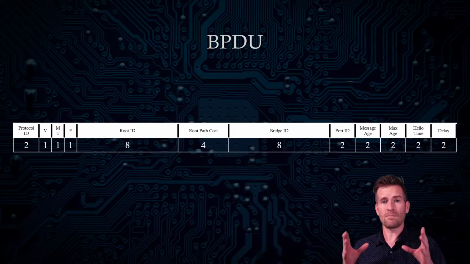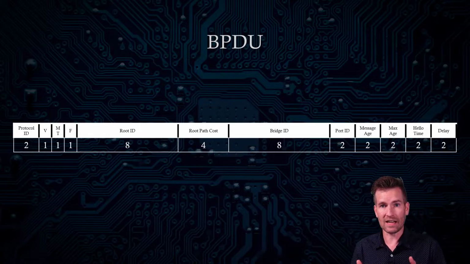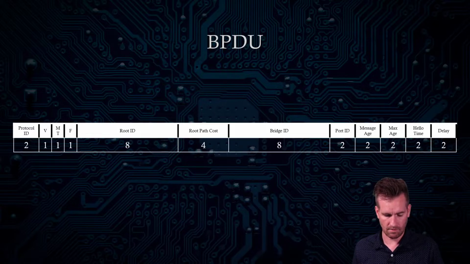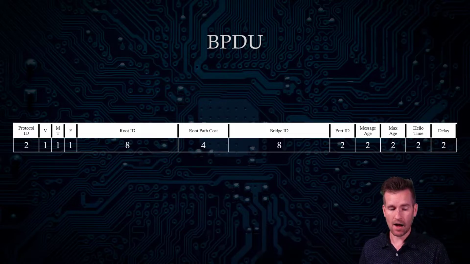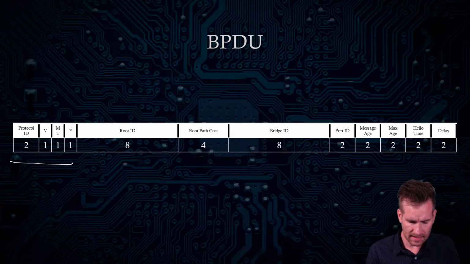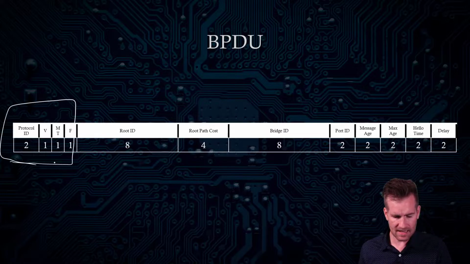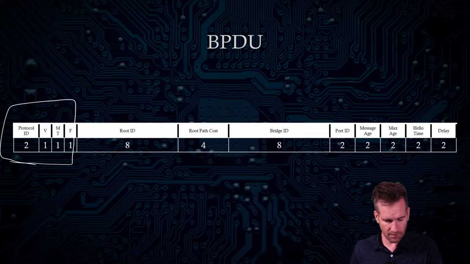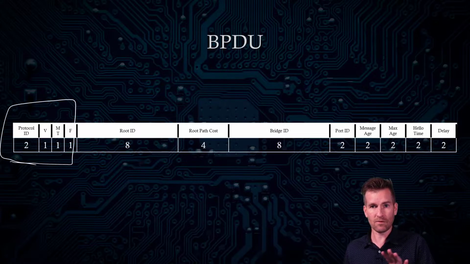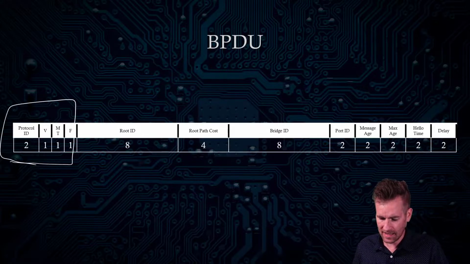The information packed into a Bridge Protocol Data Unit is about 35 bytes. Here I have listed out what pieces of information it carries. First of all, there's a protocol ID, a version ID, type information, and some flags. All of that happens within the first 5 bytes. So the first 5 bytes are just some information; we're not going to get too crazy into that.